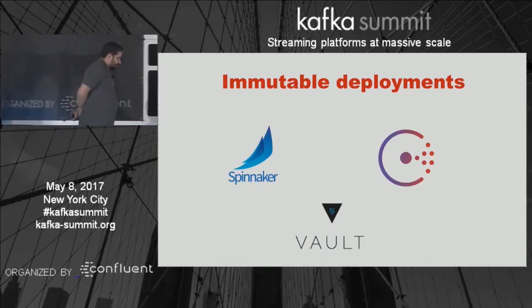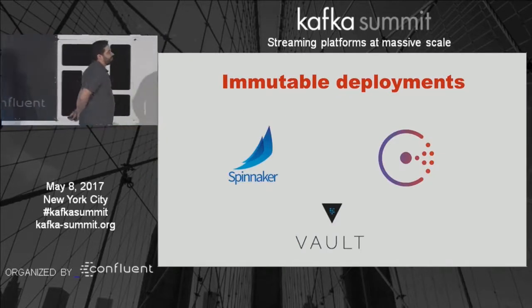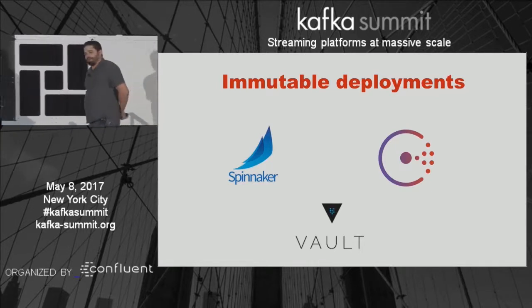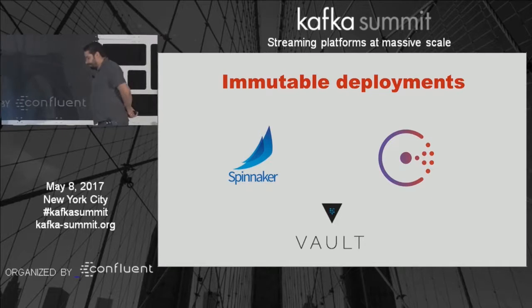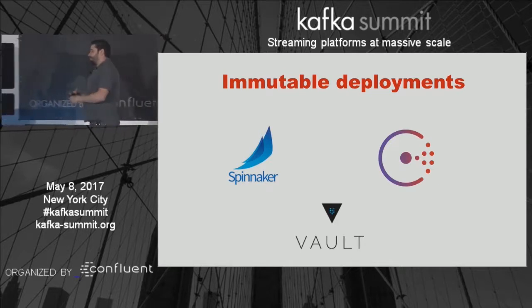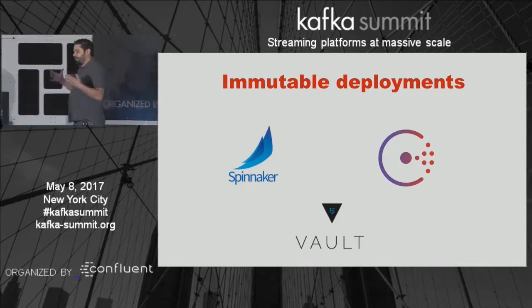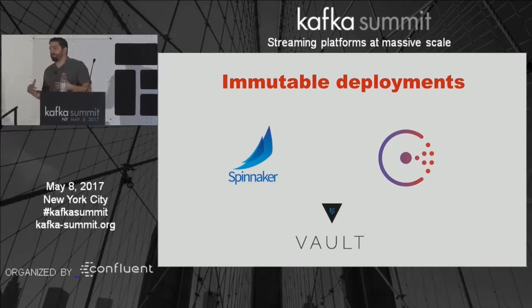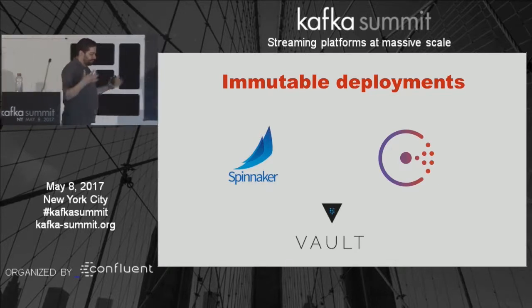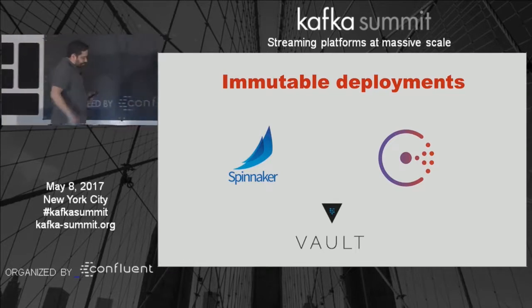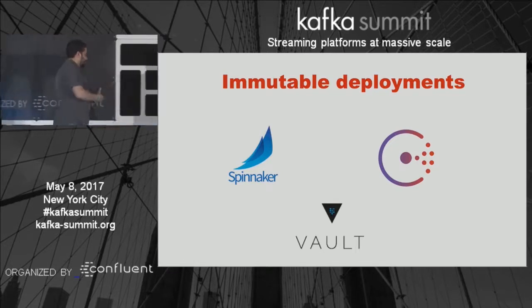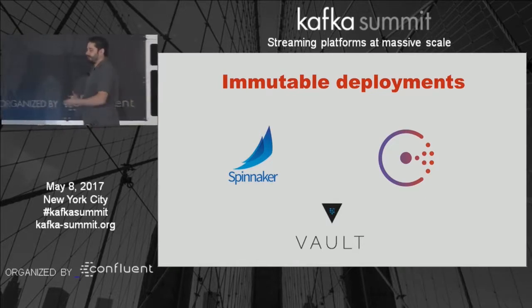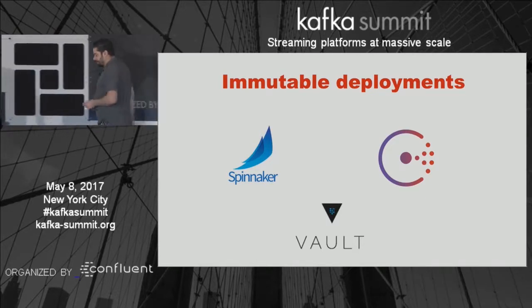So immutable deployments, and we're actually not truly immutable today. I would call it semi-immutable, I guess, in our cloud environments. So when we spin up our clusters, we use Spinnaker for packaging and deployment, and Spinnaker is nice because it provides a layer of abstraction across various cloud environments. So we can deploy to public cloud provider 1 or public cloud provider 2 or our internal OpenStack using the same packaging and deployment mechanism.